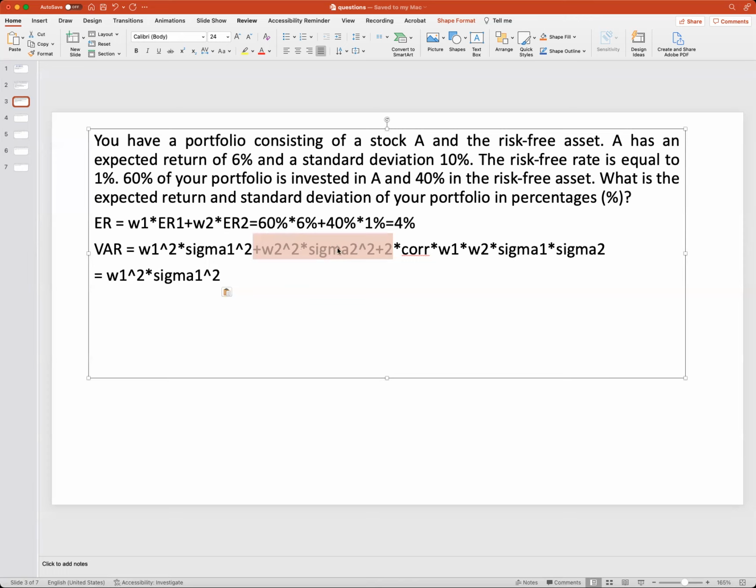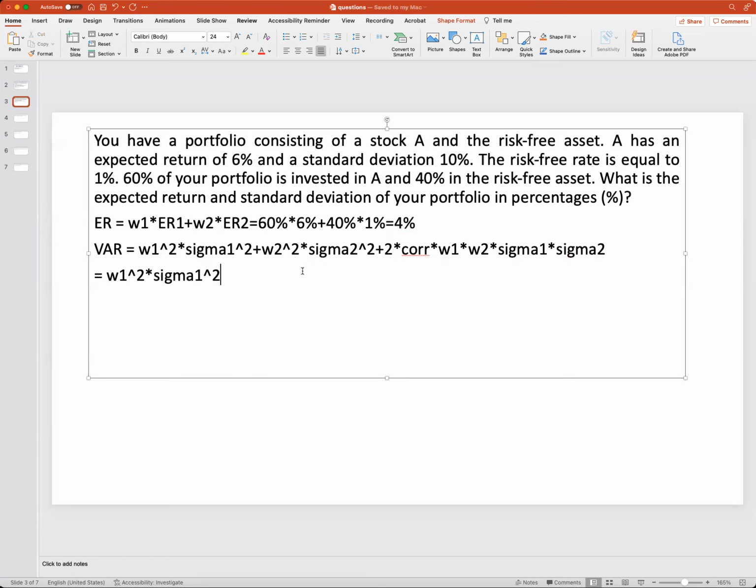This part equals 0 because sigma 2 equals 0. So we have 0 here. The final term, the correlation term, also equals 0 because sigma 2 equals 0. It is a risk-free asset. The correlation of a risk-free asset with any asset is always 0. So that's 0 as well.